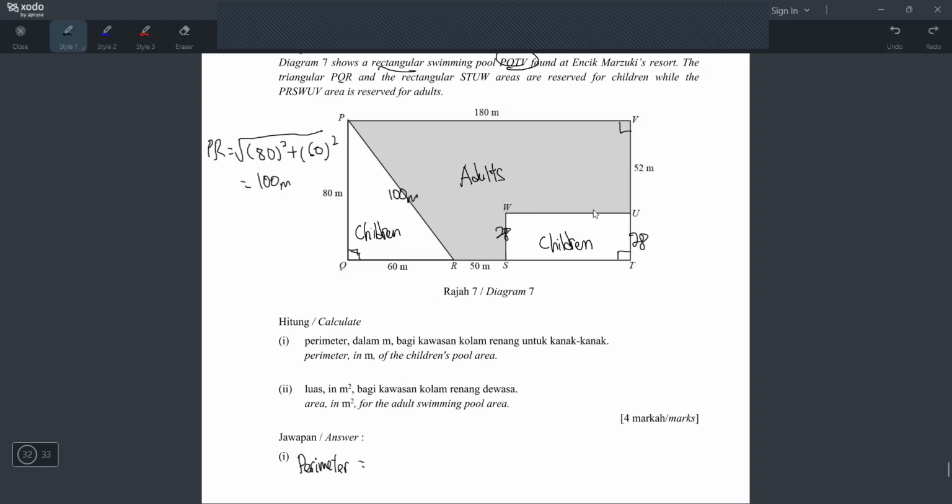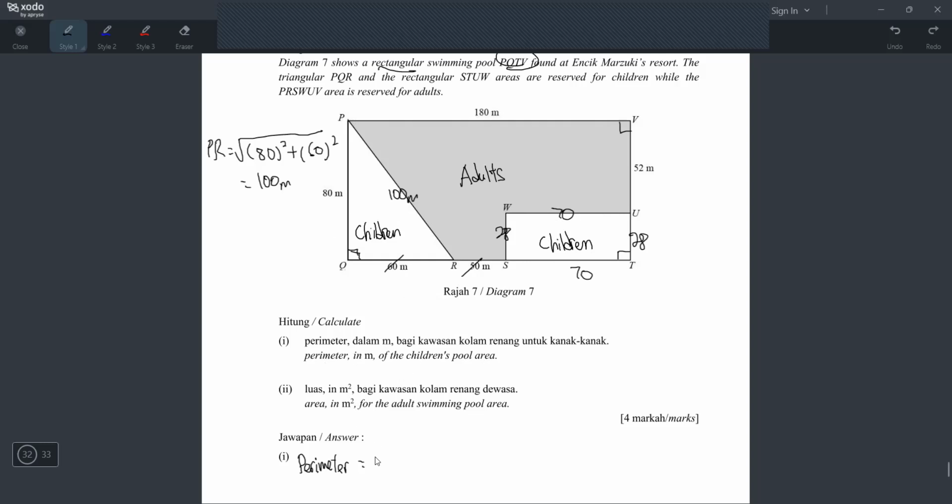And then what about here? Can I find here? The whole thing from P to V is 180. So to get the panjang ST, I just have to take 180, tolak 50, tolak 60. Betul? So let's press 180 minus 50 minus 60. Okay, 70. So if this is 70, atas pun akan jadi 70. So now I think I can find my perimeter already. So what is perimeter of children's pool?